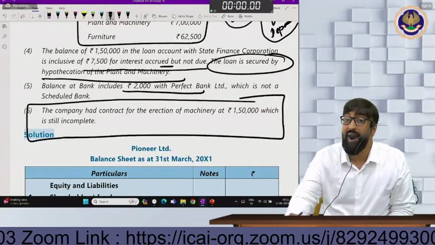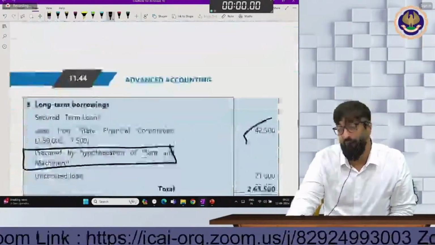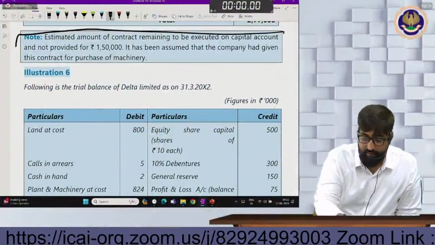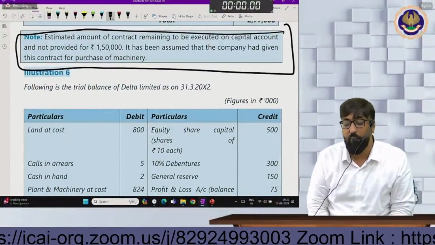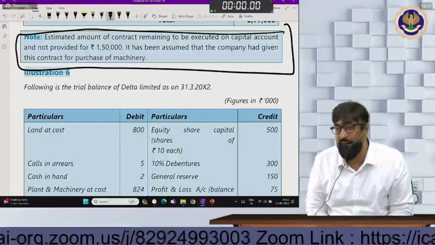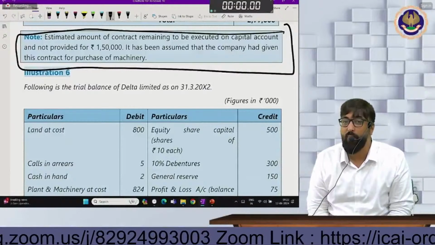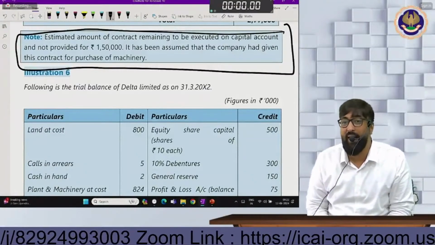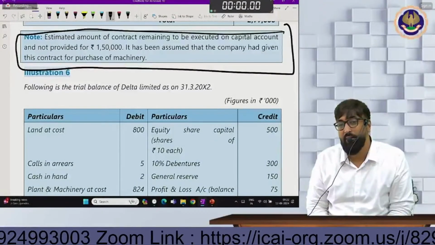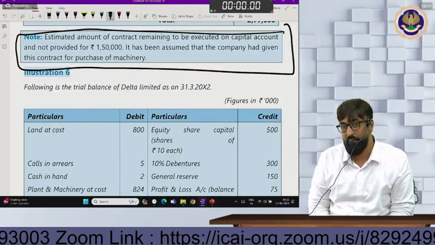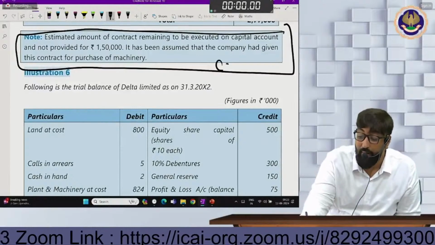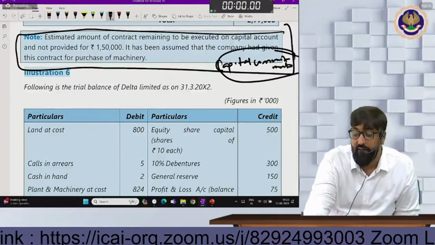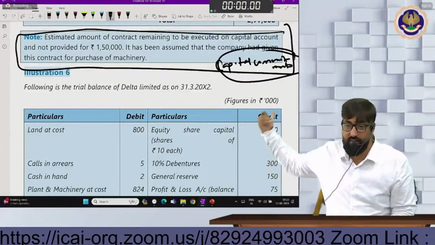Therefore, we write this at the end in the notes to accounts. Where we write this? In the notes to accounts. See the sentence. Estimated amount of contract remaining to be executed on capital and not provided for 1,50,000. It has been assumed the company had given this contract for purchase of machinery. So these are called as capital commitments. What we call it as? Capital commitments. And we write it in the notes.